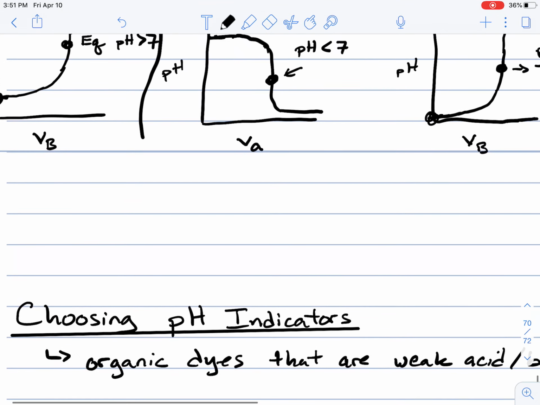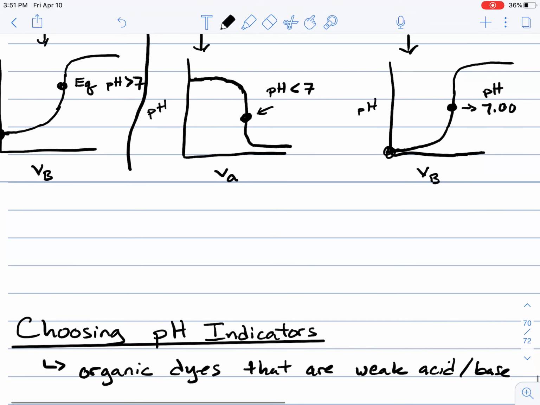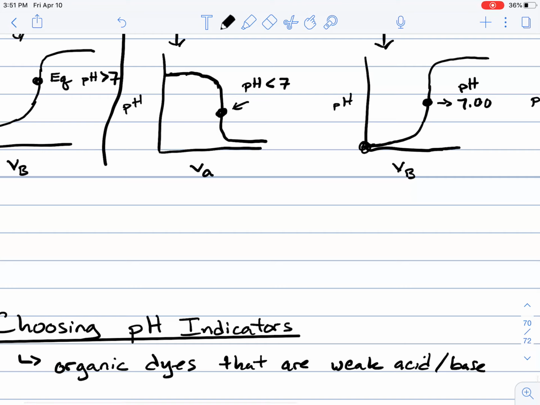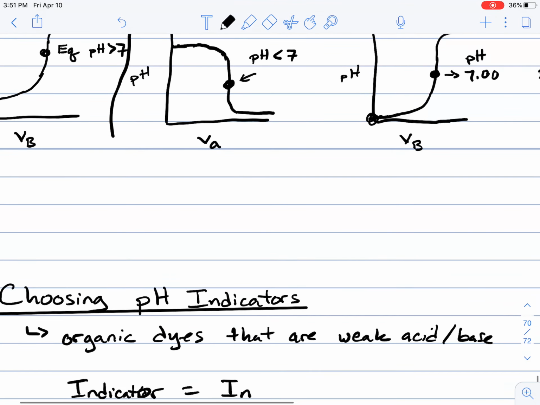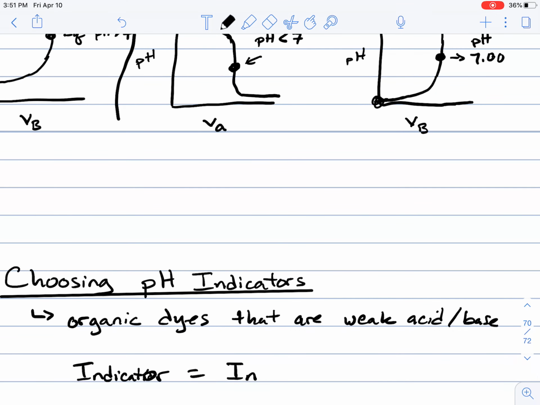Right, so the last item that we're going to talk about for this chapter is choosing pH indicators. And so pH indicators are organic compounds that are weak acids and weak bases. However, these compounds are cool because they're colored. It's a chromatic compound. And so I'm going to go ahead and abbreviate indicator as IN.